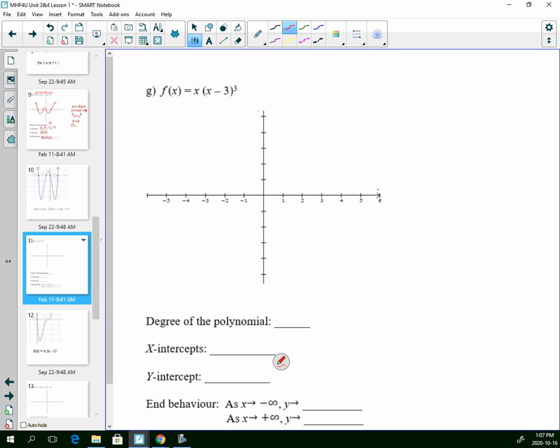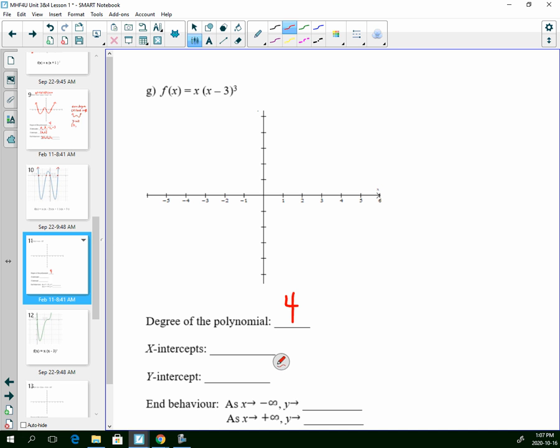Okay, I'm just going to do one more. This one has power 3. So we want to see what power 3 does. So this is still a degree of 4, right? I have 3 x's plus another one at the front.